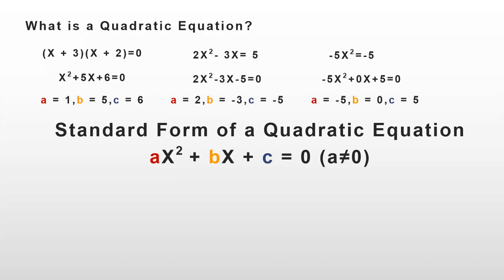Now, of course, this has some limitations, and as you can see, a cannot be 0. If a is 0, then there's not going to be any terms that have x squared in them. There's not going to be any terms which have the variable to a power of 2, which means that it's not going to be a quadratic equation anymore.